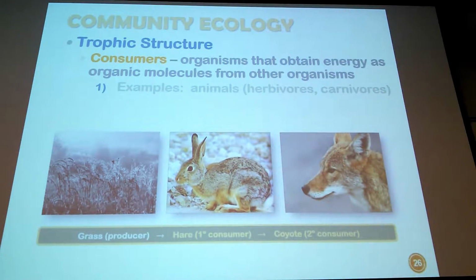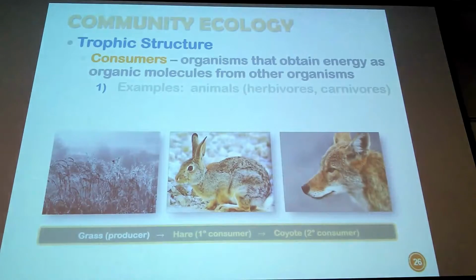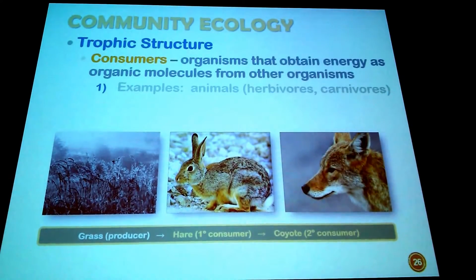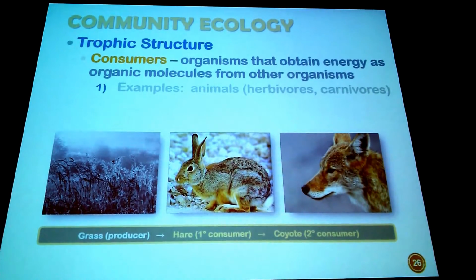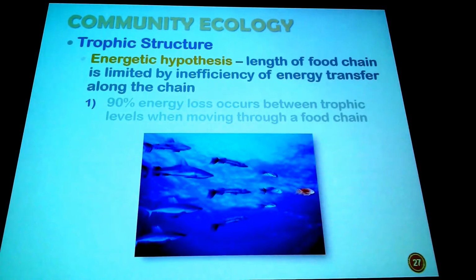So consumers: organisms that obtain energy as organic molecules from other organisms. Animals, things that feed on the producers, basically, or the things that eat the producers. The energetic hypothesis states the length of the food chain is limited by inefficiency of energy transfer along the chain. This is going to be a recurring theme.